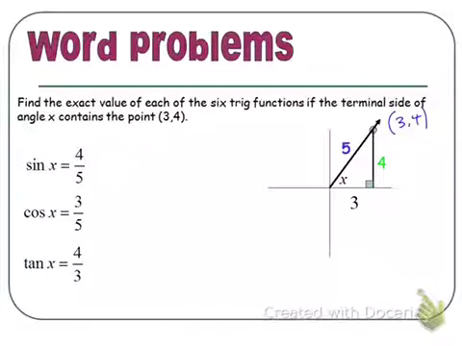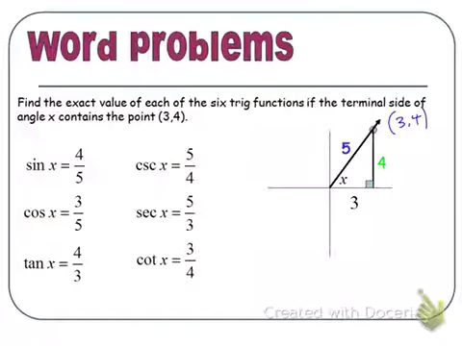These are the foundational skills of trigonometry, the trig ratios. The cosecant is the reciprocal of the sine, so cosecant is 5/4. The secant is the reciprocal of the cosine, so it's 5/3. And the tangent is the reciprocal of the cotangent, and so the cotangent is 3/4.